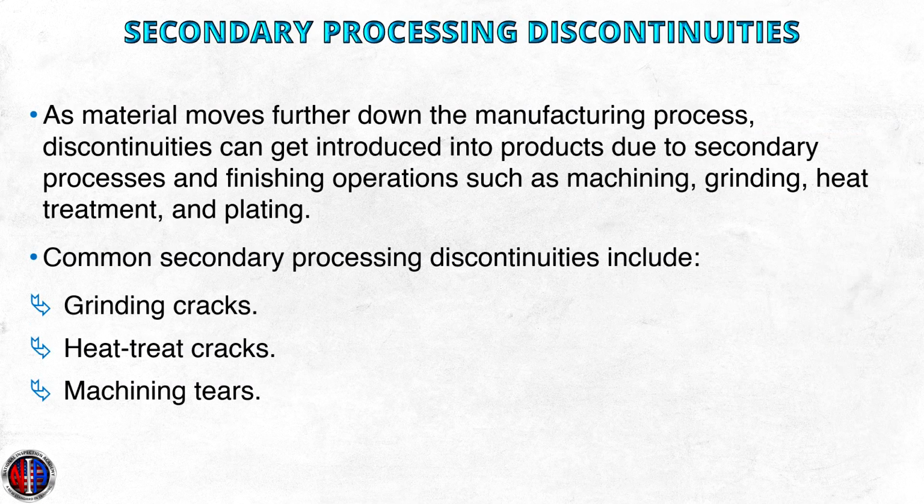Secondary processing discontinuities. As material moves further down the manufacturing process, discontinuities can get introduced into products due to secondary processes and finishing operations such as machining, grinding, heat treatment, and plating. Common secondary processing discontinuities include grinding cracks, heat treatment cracks, and machining tears.